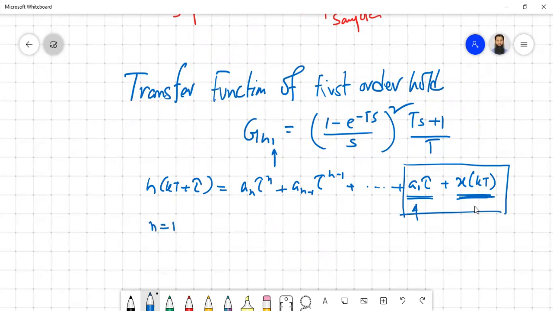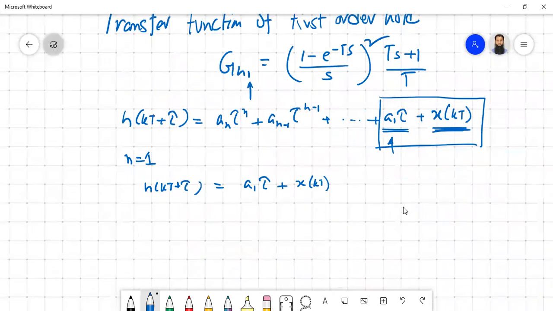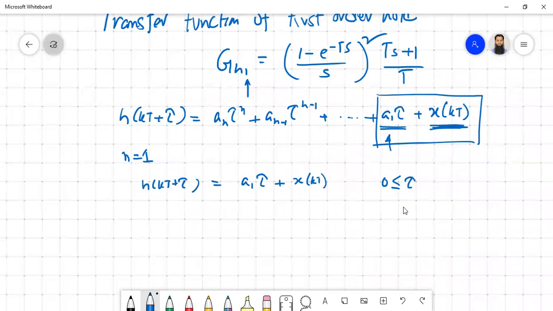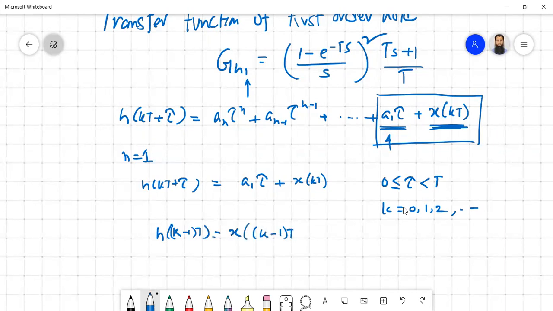So since n equals 1, we need two values, and h(kT + tau) will be a1 tau plus h(kT). And we should also mention the condition: tau has to be less than T, and k equals 0, 1, 2 and so on. Also we have a condition that the next sample, h((k-1)T), has to be the same, because whatever we are predicting will continue up to the next value. But whenever we take the next sample values, we actually have to start from the next sample.